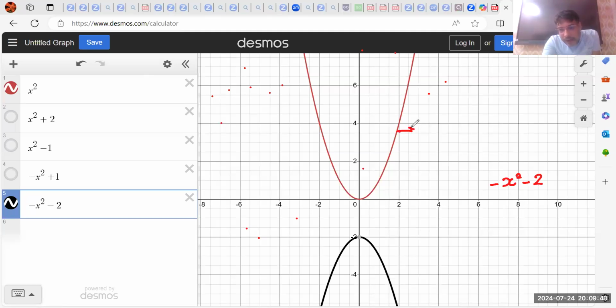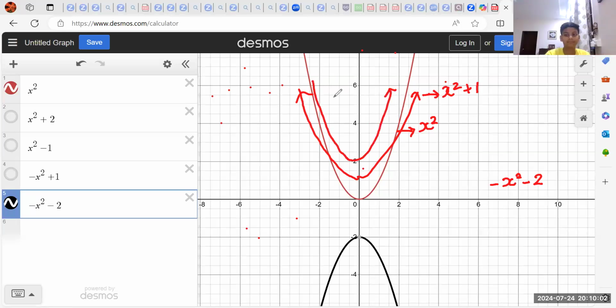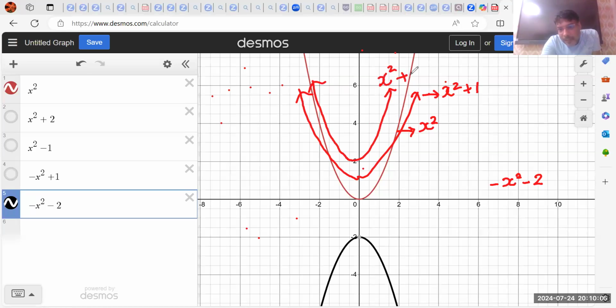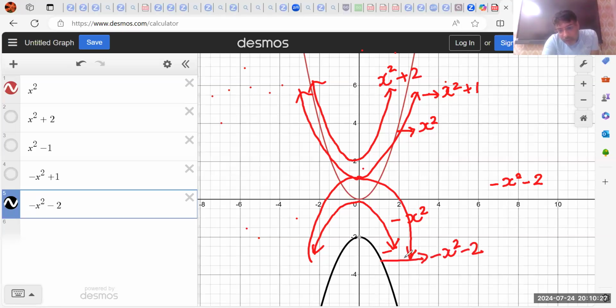Tanish, because you were in a car, I will repeat. This is the graph of x square. If you have to make a graph of x square plus 1, it will go up by 1. If you have to make a graph of x square plus 2, it will go up by 2. Now if you have to make a graph of minus x square, everything will be upside down. If I have to do minus x square plus 1, it will lift up by 1. If you have to do a graph of minus x square minus 2, it will be this graph, right? Yes, sir.